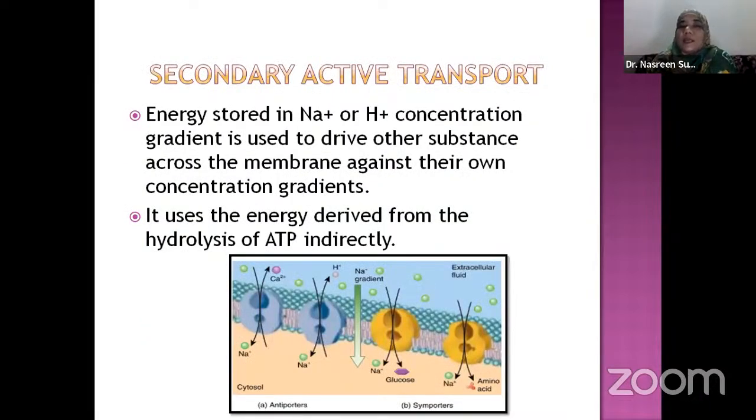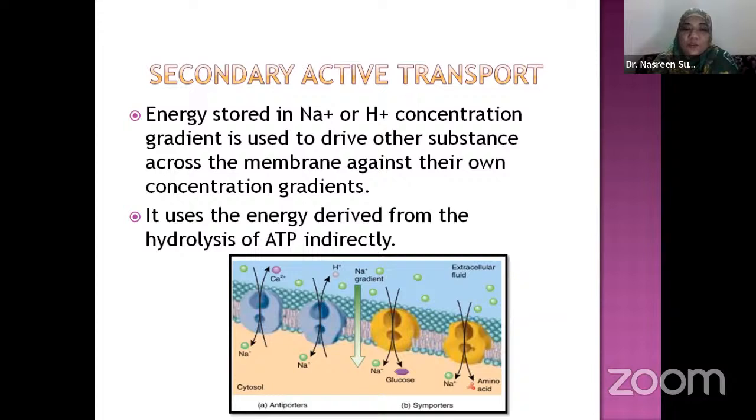Next is secondary active transport. Here, secondary active transport means they are going to use the energy of ATP hydrolysis, but they are not going to use it directly. They are using it indirectly. So what happens here is whenever one channel is opening, immediately the other ions will take advantage of the previous channel and get along with it.